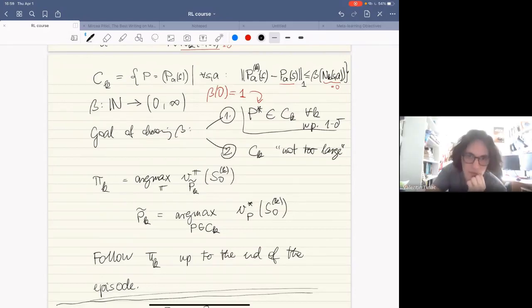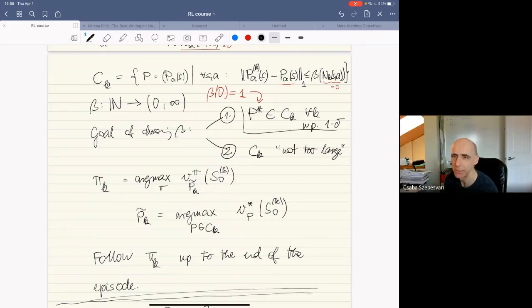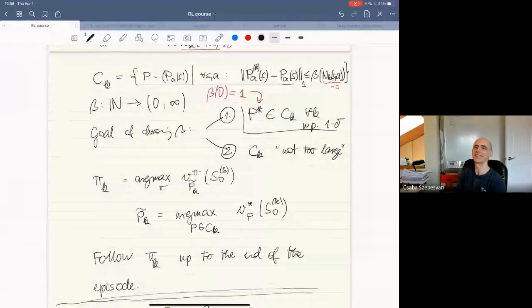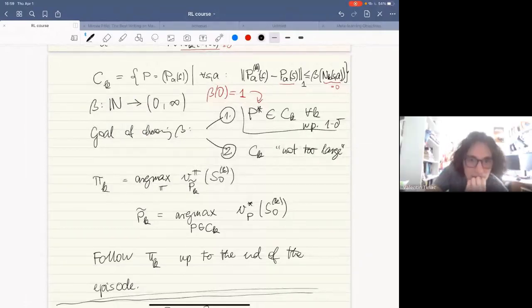I was wondering why we didn't define beta 0 to be equal to 2, because then it seems like it would naturally be decreasing. It doesn't really matter, because you can define beta 0 to be any value bigger than 1 and restrict the vectors to be probability vectors. You still get the same set. So any value bigger than 1 would work. Okay. Yeah.